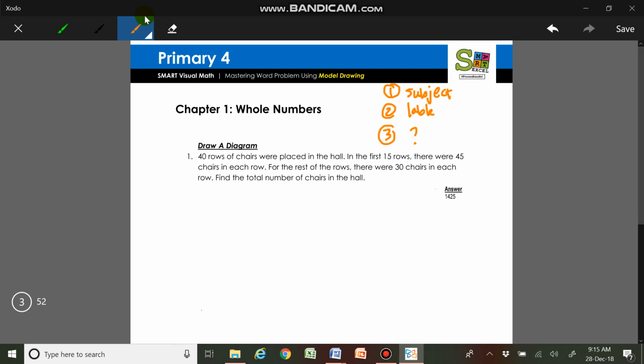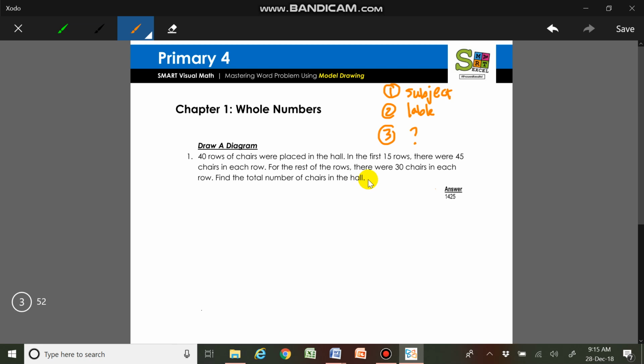So we have 40 rows of chairs were placed in the hall. In the first 15 rows, there were 45 chairs in each row. For the rest of the rows, there were 30 chairs in each row. Find the total number of chairs in the hall.